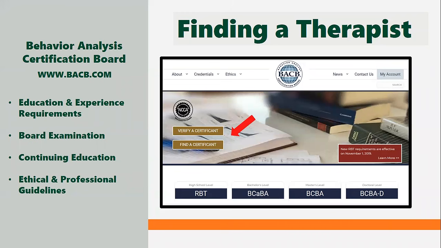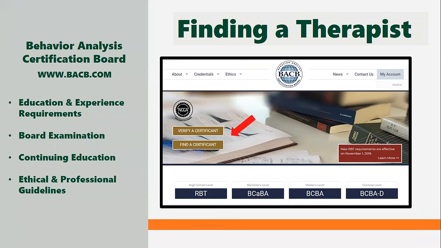And so if you don't have anyone who can recommend a therapist, one way that you can at least find someone who has the credentials is to go on to the website www.bacb.com. That's the certification board, and right on the home page it will point you to find a certificate. Those are people who are certified.